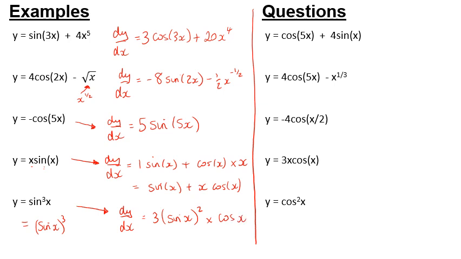So I'll say that one again. I've got the 3 down in front, I've taken one off the power, and then I've times by the differential of the bracket. That's the chain rule part. When you differentiate sine, you get cos.